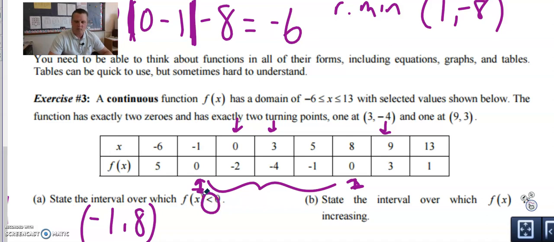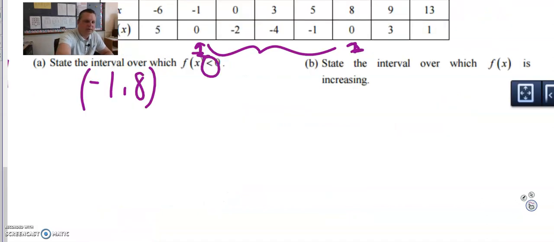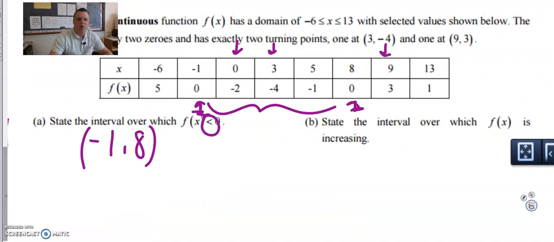State the interval over which f of x is increasing. So we want to say where it's increasing. How do we know if it's increasing? As we look at this, we go from 5 to 0. We're at negative 6, 5, negative 1, 0. That's decreasing. Still decreasing here to 2, negative 2. Still decreasing at negative 4. What finally happens? Look at this. It's starting to increase again.